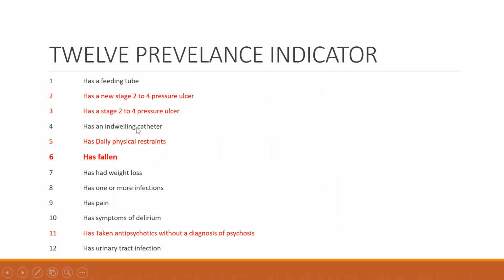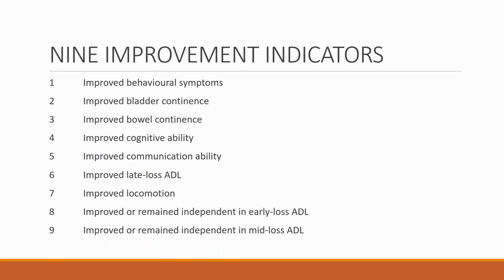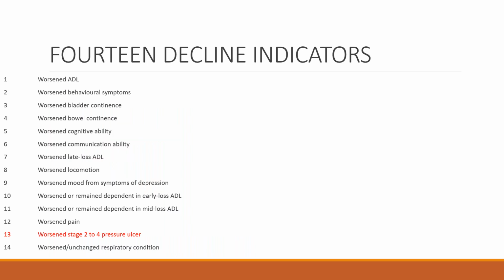Now today we're looking at falls. We've already covered the ulcers. We've already covered daily physical restraints and taking antipsychotics without a diagnosis. So we have falls, and we can see fall is one of the 12 prevalence indicators. So we're only using one assessment. We're not looking back to a prior assessment in the prior quarter. You can see we haven't looked at any of the improvement indicators as of yet, the 9, and we've only looked at the one decline indicator so far, and that has to do with the decline or worsened stage 2 to 4 pressure ulcers. So those topics have all been covered.